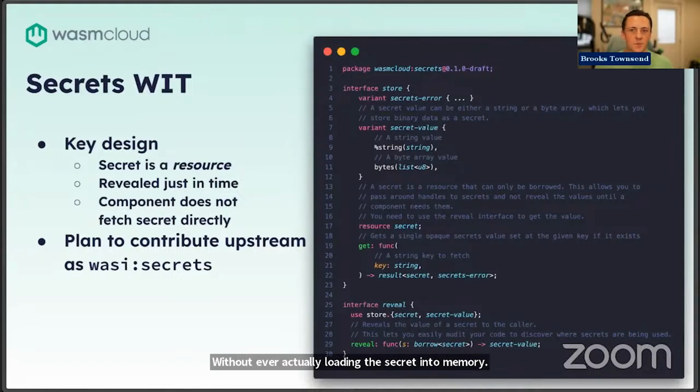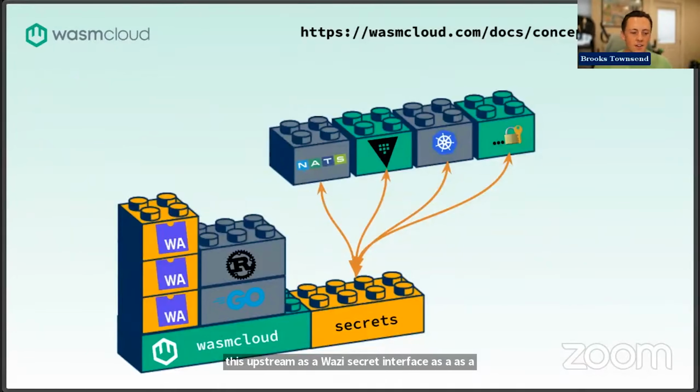Now, again, we designed this with other members of the WASI community, and the hope is to contribute this upstream as a WASI secrets interface as a phase one proposal as soon as we can. And all in all, you can see my excitement boiling over. I am incredibly proud of the secrets implementation and what our maintainers and community contributors were able to put together for this implementation for wasmCloud. And I'm very excited to see all the use cases and these implementations come to life.